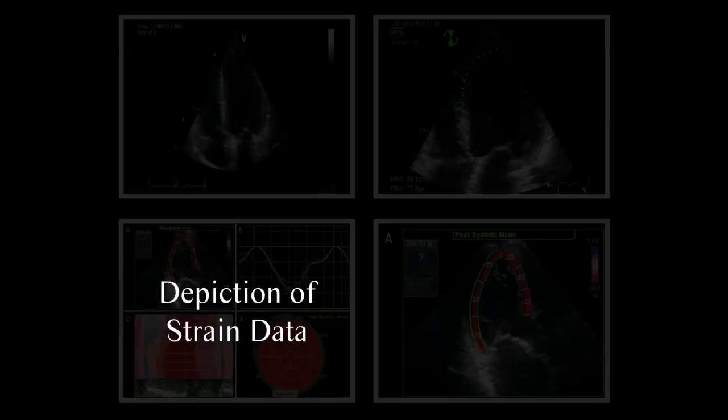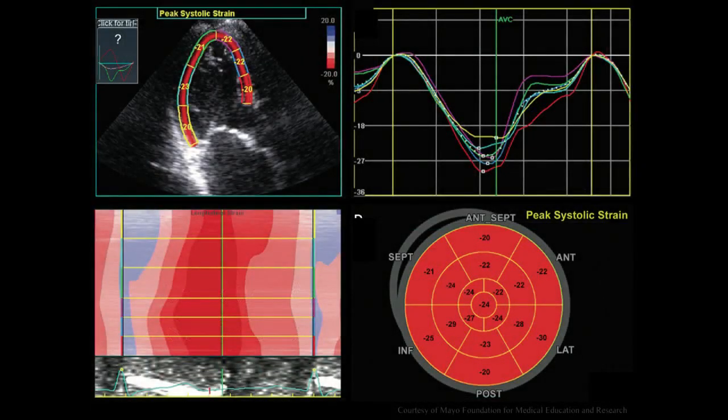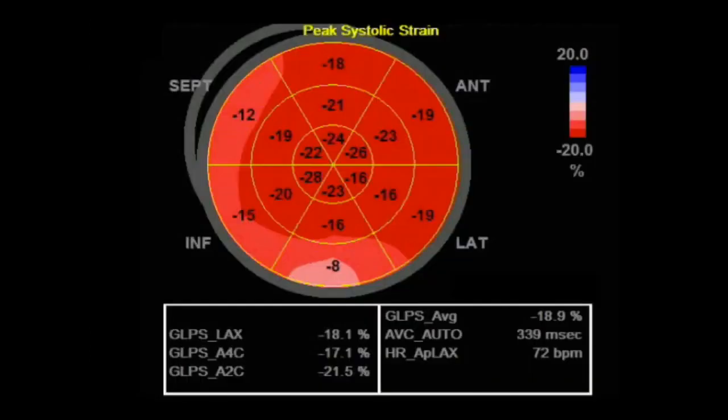Once we calculate it, we can depict our strain data in quite a few ways. Here you can see 4 different images. In the top left, you see essentially the parametric regional strain map in that apical long axis view. In the top right, you have the strain curve. In the bottom right, we have what's called the bullseye plot. And finally, the bottom left shows the color M-mode plot.